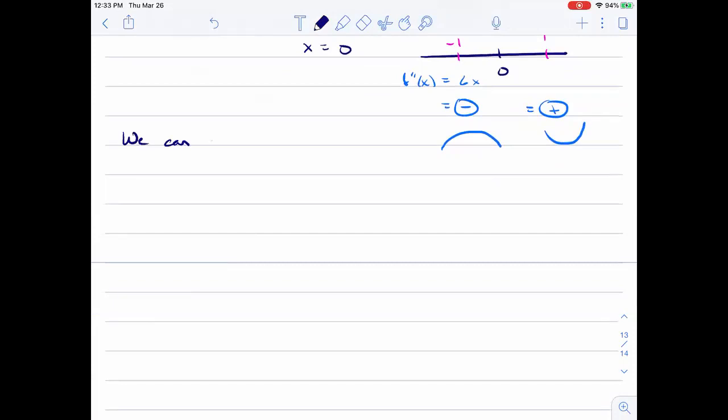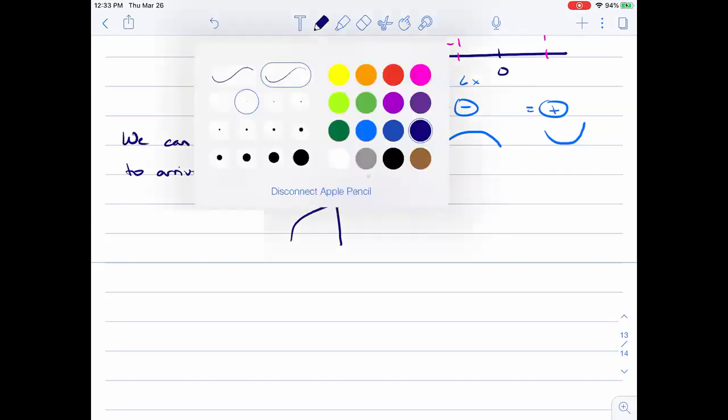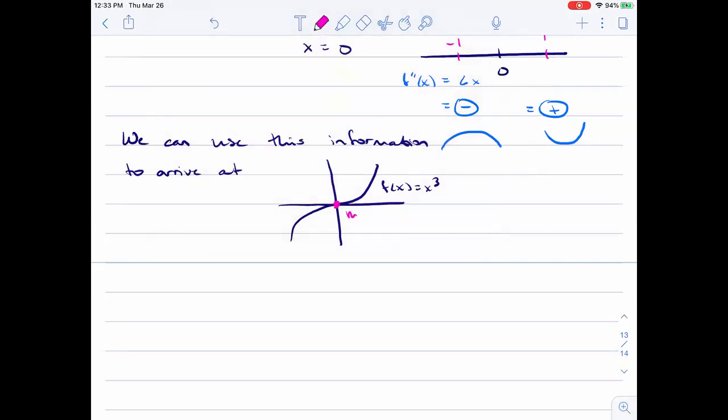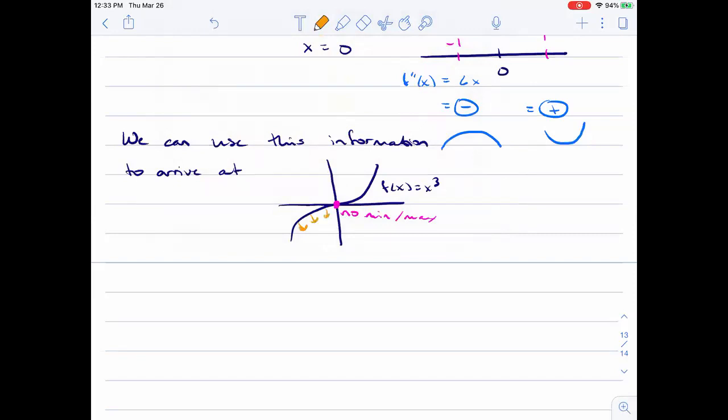So we can use this information to arrive at f of x equals x to the 3 must look something like this, which we already knew. There's no minimum or maximum at 0. No min or max. Here, concave down. And here, concave up. Nice.